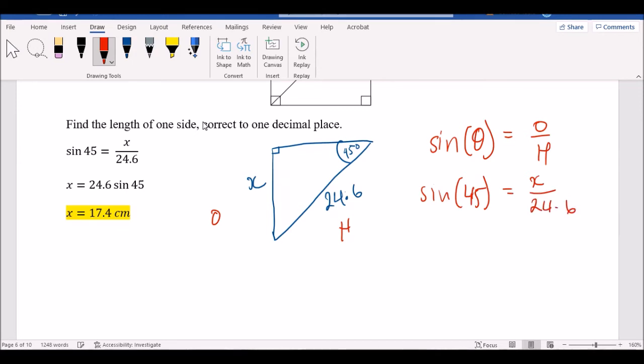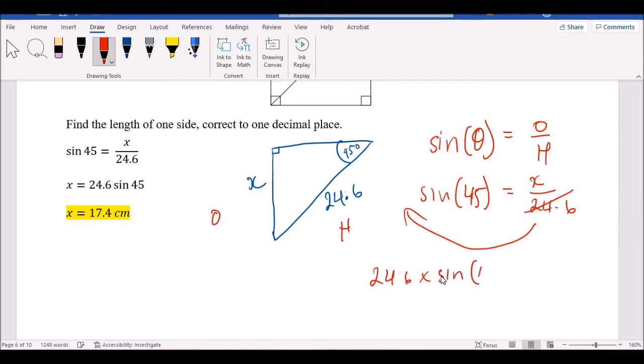24.6. And when you do that, this 24.6 gets moved. So this goes over here. So it's 24.6 times sine of 45. So I should do it like this.